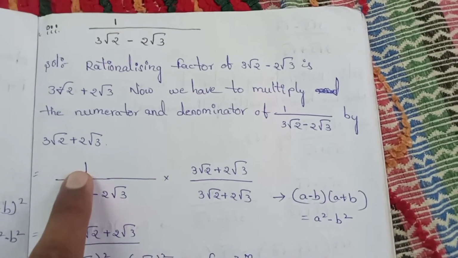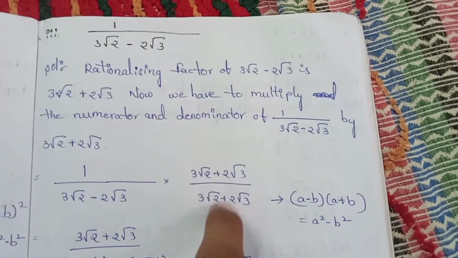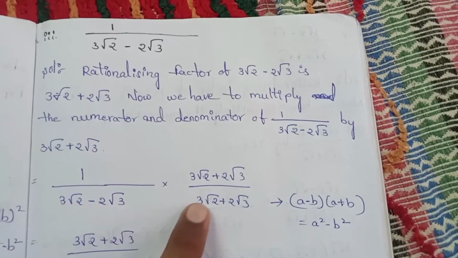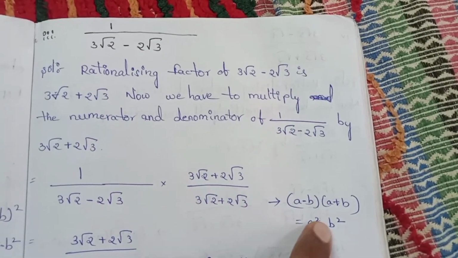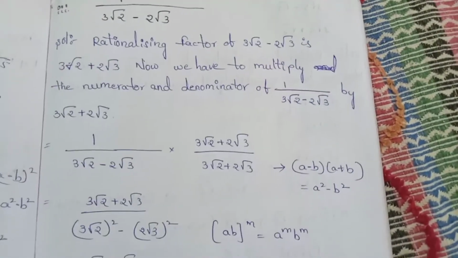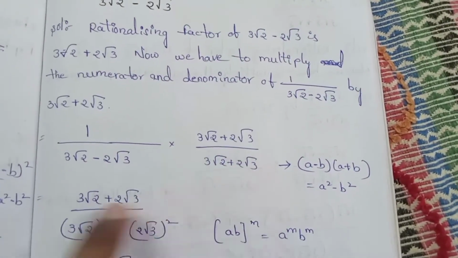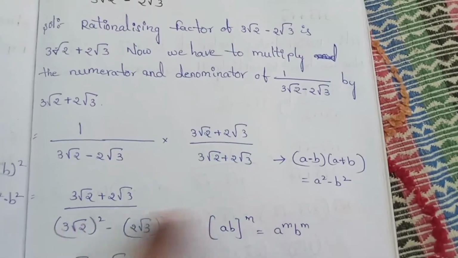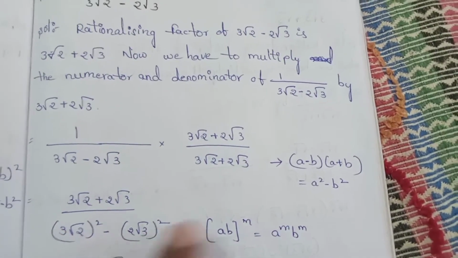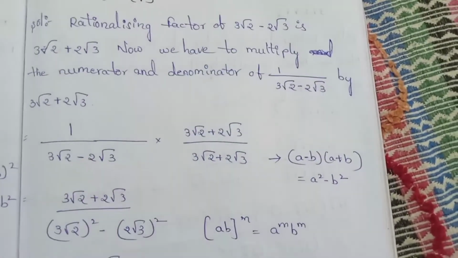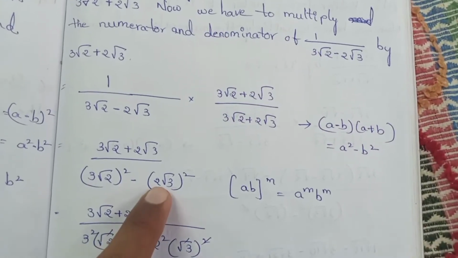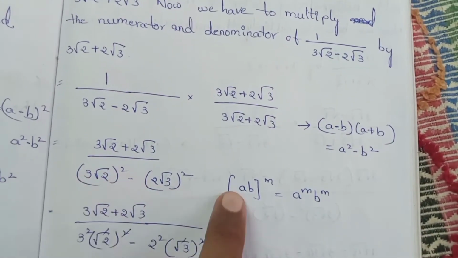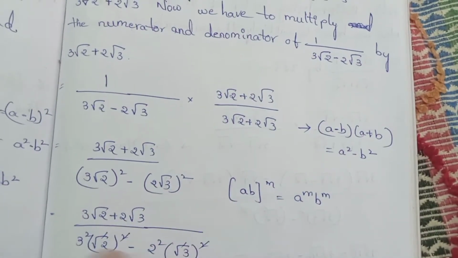See, observe here, 1 into any number is that number only. Here a minus b, here a plus b, so a square minus b square. 1 into 3 root 2 plus 2 root 3 is nothing but 3 root 2 plus 2 root 3. A square means 3 root 2 whole square, minus b square means 2 root 3 whole square. Again, here 2 terms are presented, we have to apply the exponents.